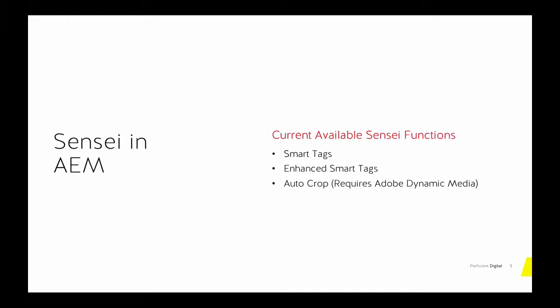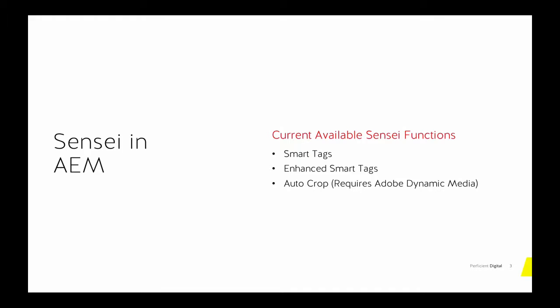So in AEM, specifically related to assets, because there are some other features, we have smart tags. That's probably the one that Adobe's talked about the most. In the demonstration, you upload an asset as you normally do in Adobe Experience Manager, and it provides a list of tags that are automatically generated based on their machine learning. Enhanced smart tags comes along, or can be added to that.